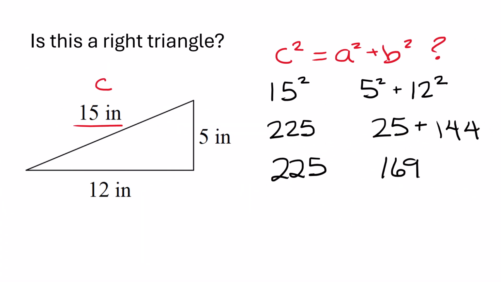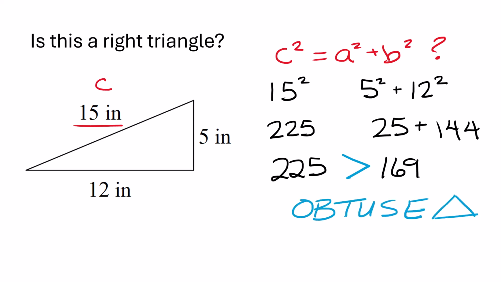So let's go back to look at this one. We know it's not a right triangle. What kind of triangle is it? Well, 225 is greater than 169. So c squared is bigger than a squared plus b squared, which means this is an obtuse triangle. That's not the answering of the question. It was a yes or no, but now we know it's obtuse.